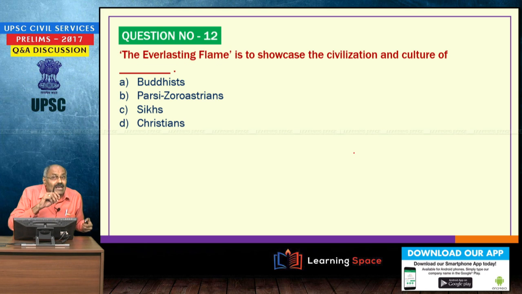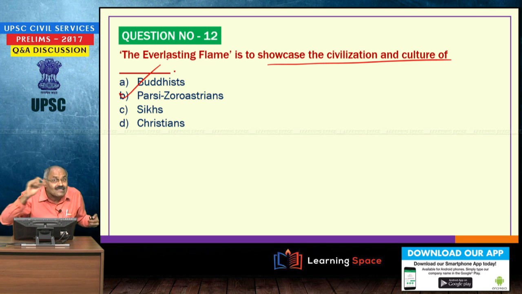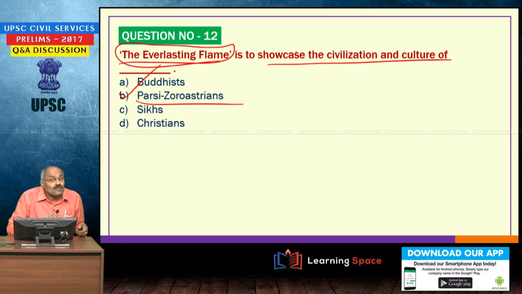Then the next one, the everlasting flame is to showcase the civilization and culture of Parsi Zoroastrians, and there is one central government program. I could not recollect the name. The name probably runs like this, some Dharohar or something. So please recollect that name of the program, and as per the program, to showcase the culture of minorities, this everlasting flame was conducted to showcase the civilization and culture of Parsi Zoroastrians. So please don't forget about the everlasting flame.